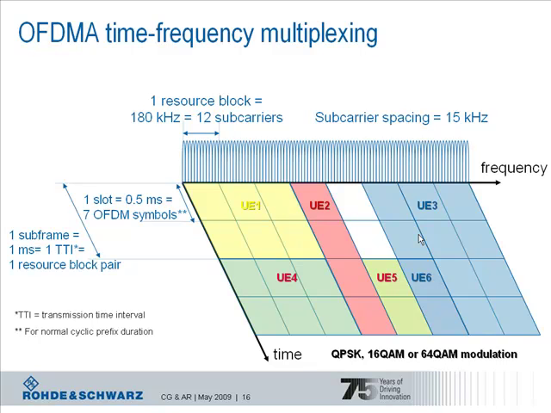Note that each UE can transmit with another modulation scheme. Depending on the radio link quality for each UE, either a more robust scheme like QPSK or a more sensitive scheme like 64 QAM can be assigned.